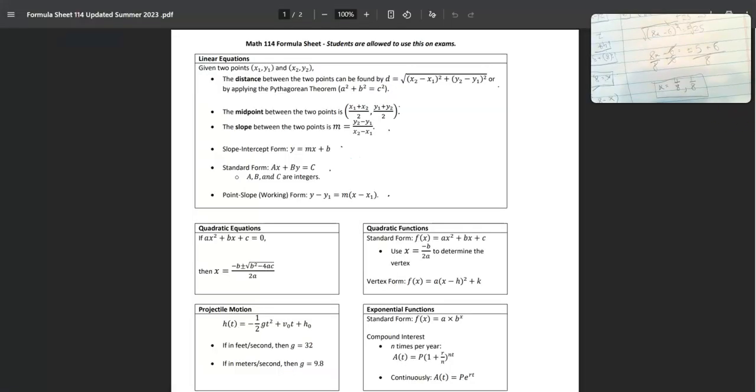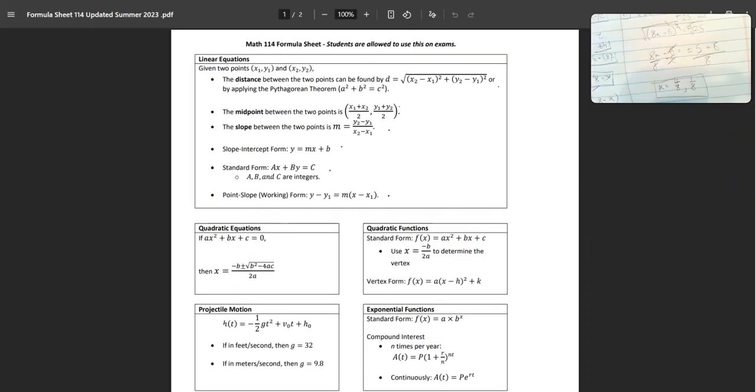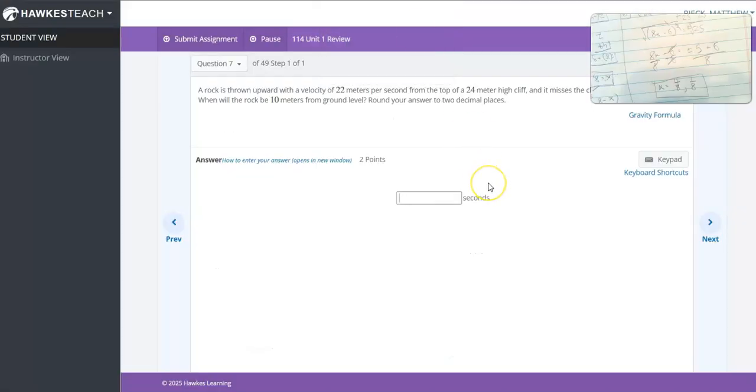I have it right here. So the main ones we'll need are the quadratic equations and projectile motion. The rest of these will come into play later on. All right. So again, we have h equals h naught plus v naught t minus 1/2 gt squared. I'll stick with the order that they give in the sheet, so we have negative 1/2 gt squared plus v naught t plus h naught.